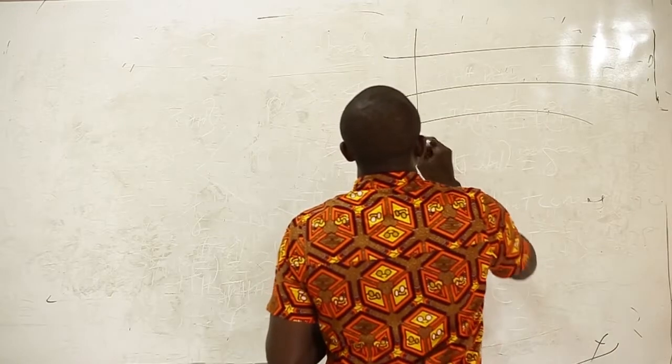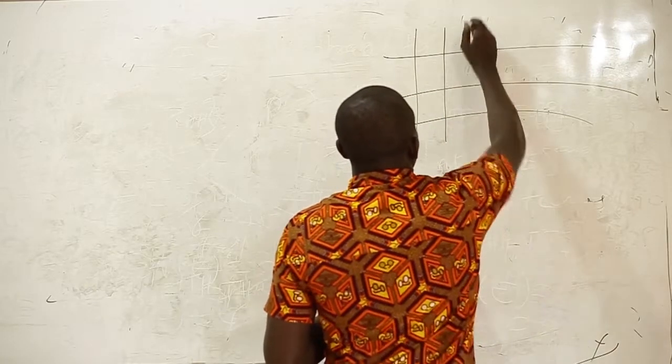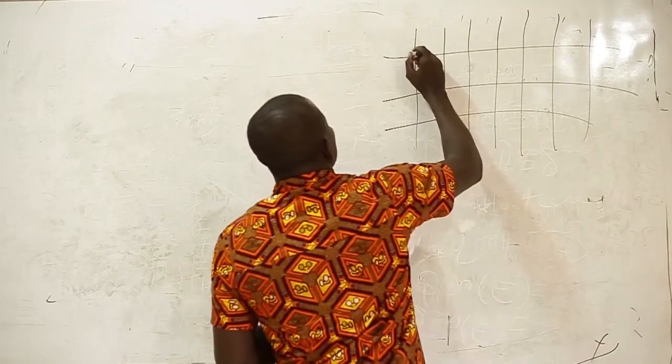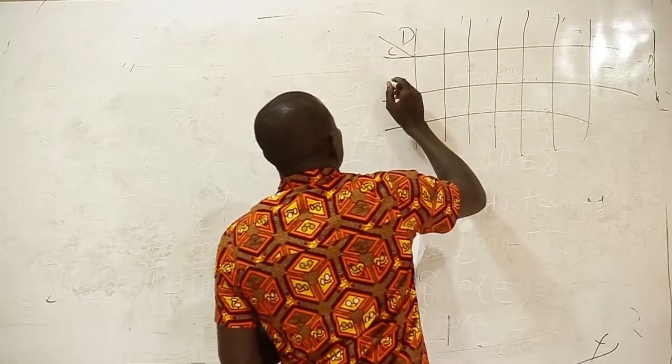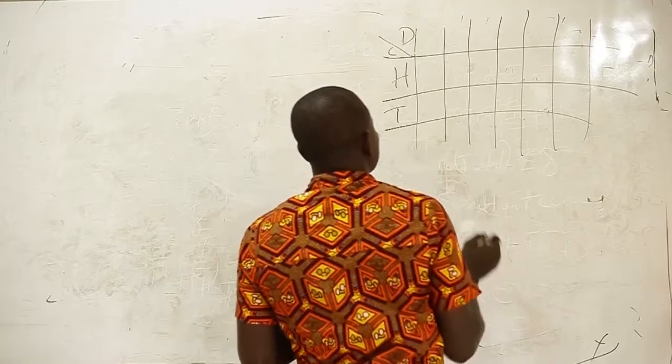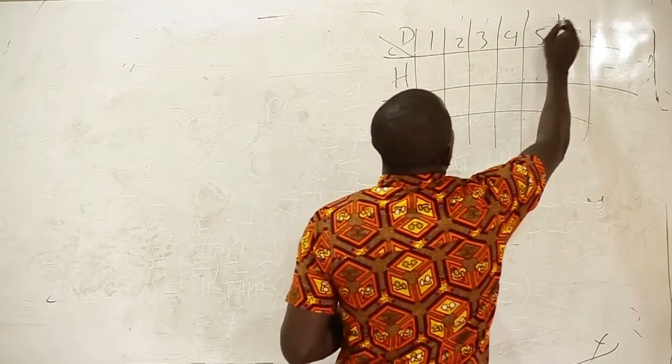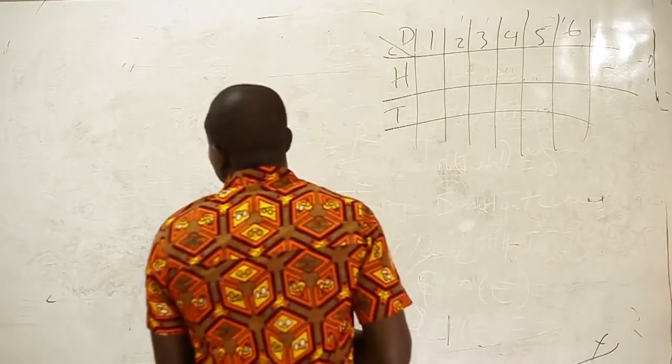So here, this is for the die. So if I do this, this is for the die, this is for the coin. Here is head, here is tail. And the die is having 1, 2, 3, 4, 5, 6, right? They have been thrown together.